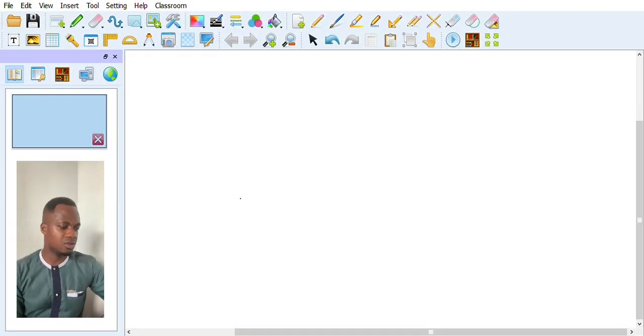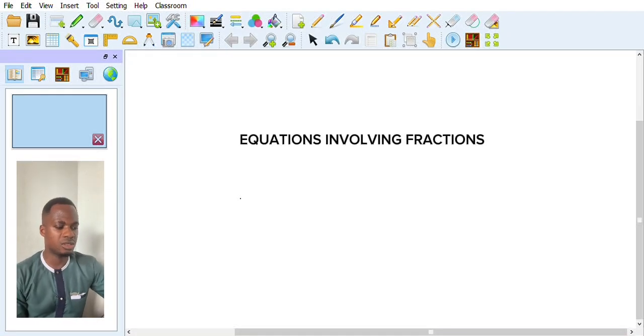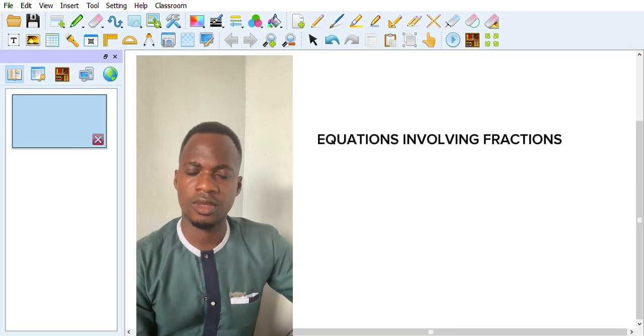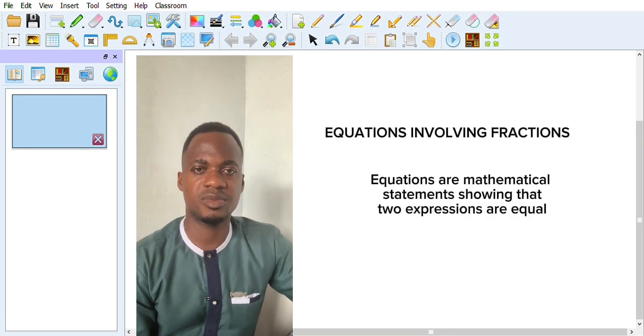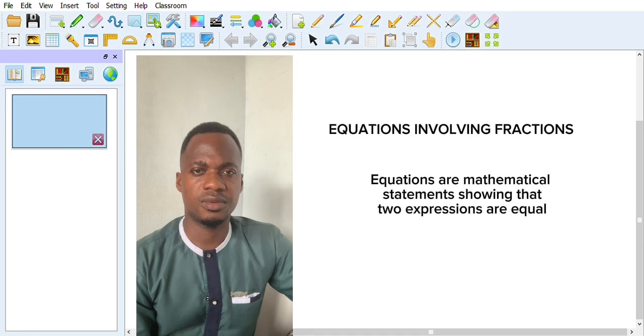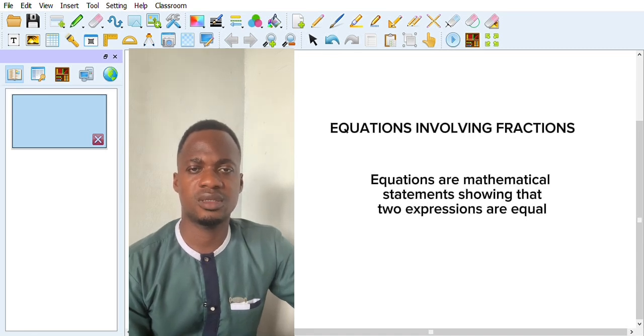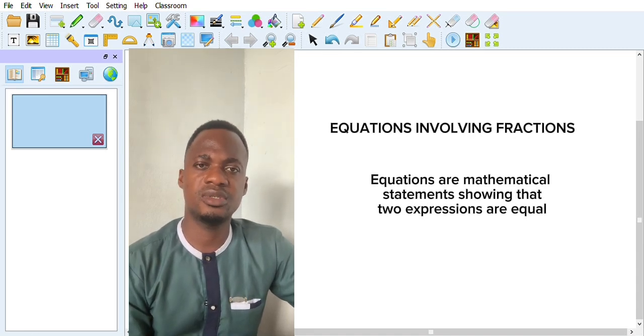In today's class, we're going to be looking at equations involving fractions. Equations are mathematical statements that show that two expressions are equal. When these equations involve fractions, we need to be very careful in handling both the numerators and denominators.